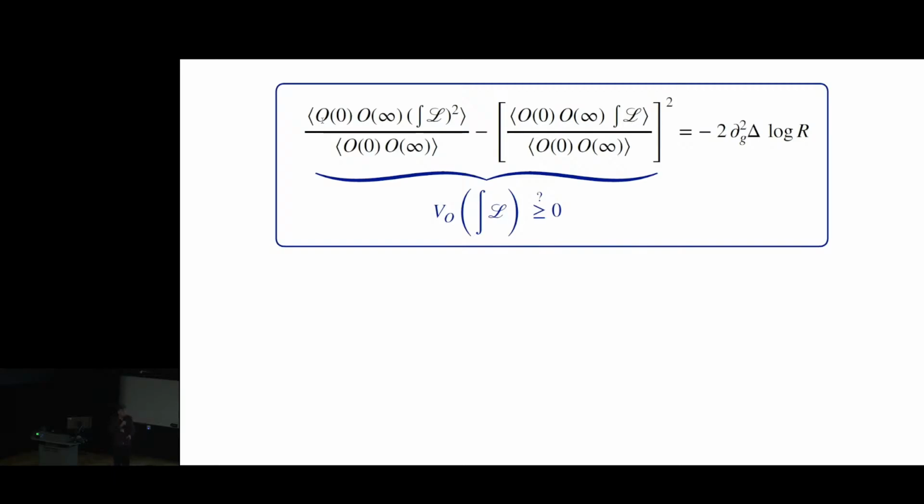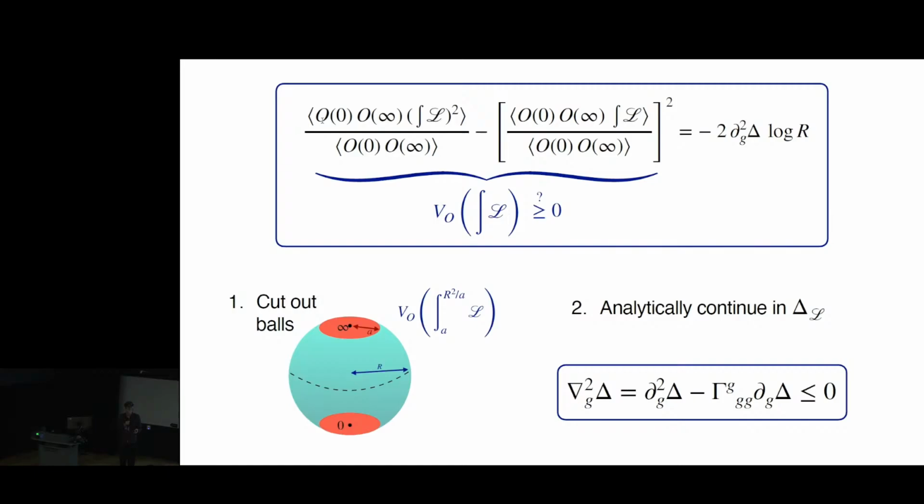But that's, of course, too naive, because this is divergent. There's a UV divergence when operators hit each other. So we need to find a finite positive quantity. So okay, we should regularize. And you can easily handle the singularities where the L's hit the O's just by cutting out small balls around the points where those operators are inserted. And then I still have a variance of some modified operator. I just change the integration range. So that's still positive. But what's more difficult to handle is the singularity where the L's hit each other. But you can actually handle that by analytically continuing in the dimension of L.